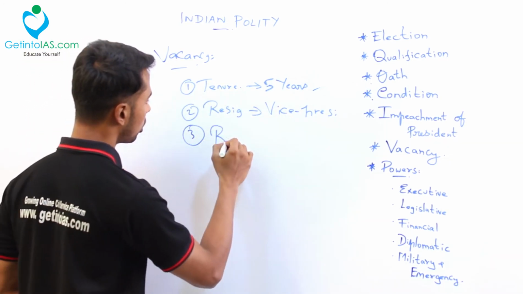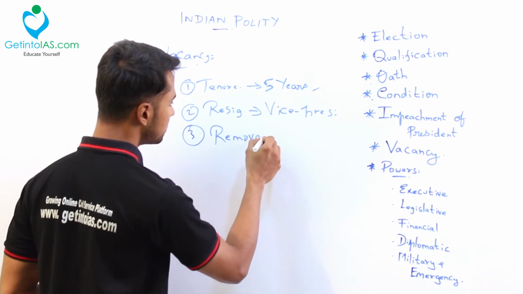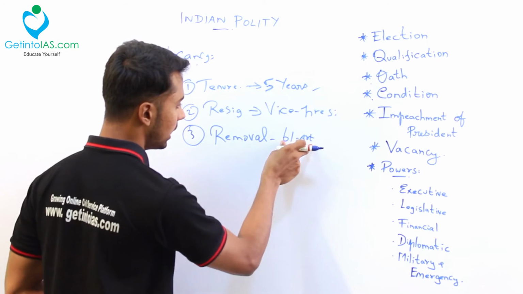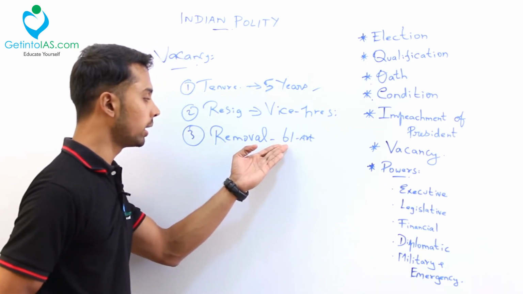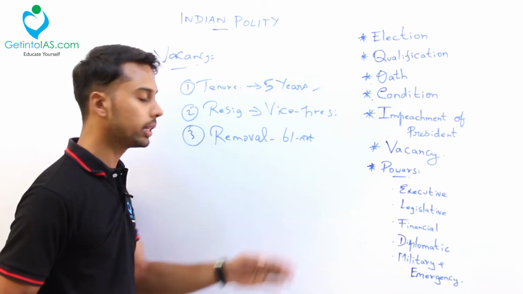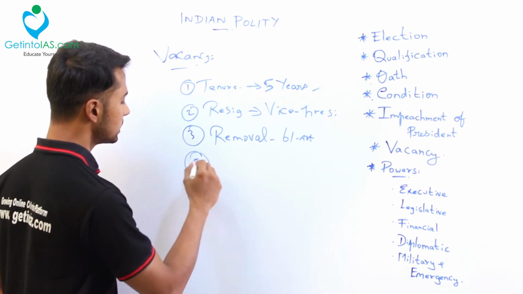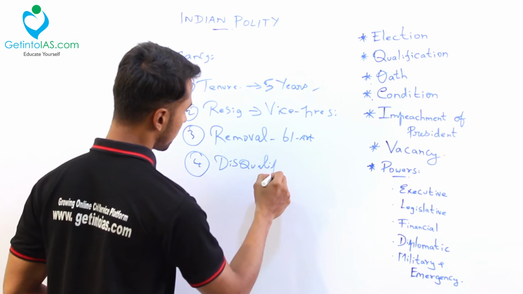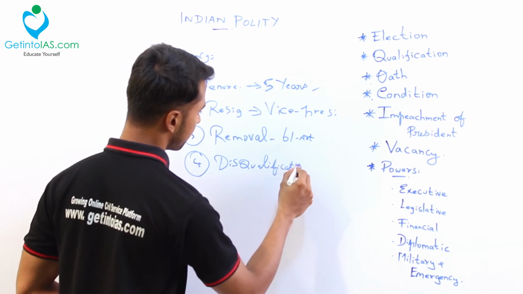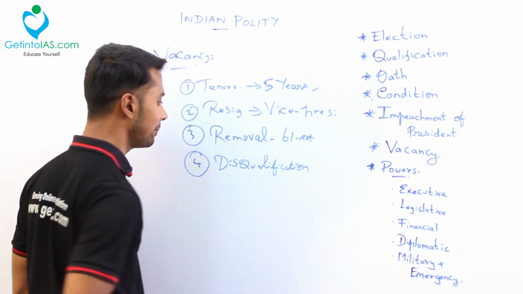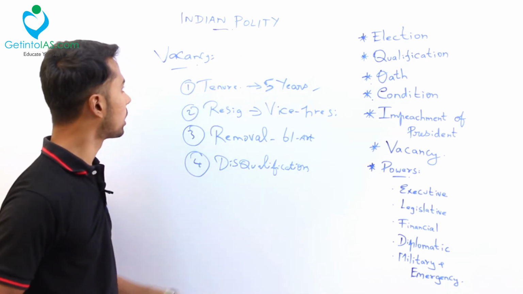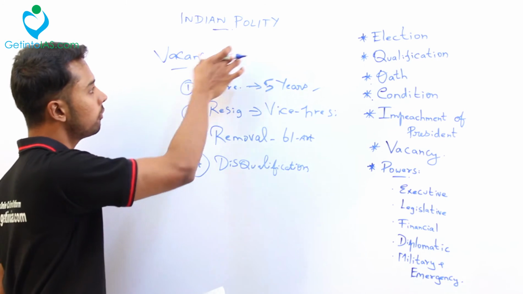Next, with removal, you all know about the removal ground. That is the impeachment proceedings. That is Article 61. Okay, it is a very tedious process, and no state legislators can be involved here. Only the Parliament, elected and nominated members can be involved. That you all know. Okay. Next is disqualification. His selection can be declared void by the Supreme Court. Then he will be disqualified. Okay. These are the grounds present for the vacancy of president.